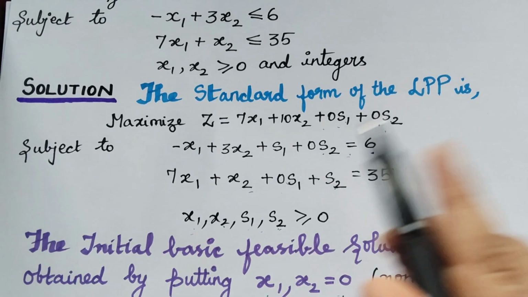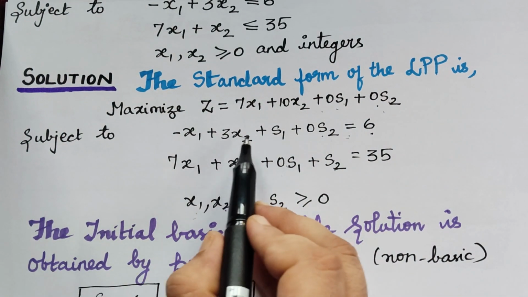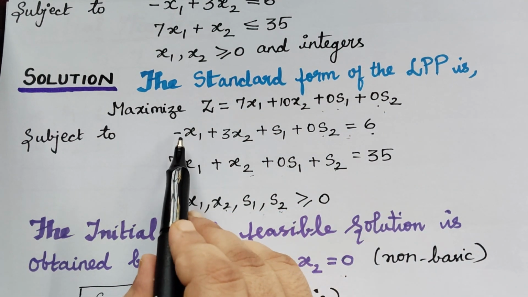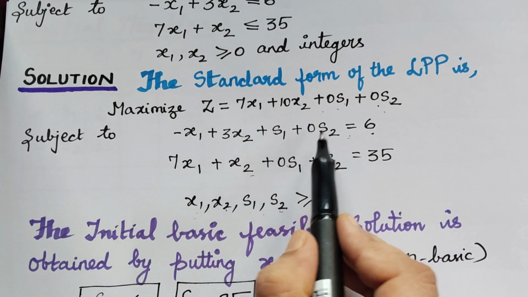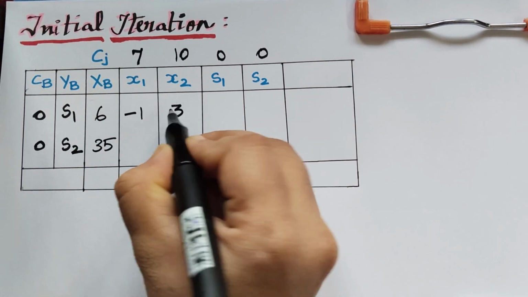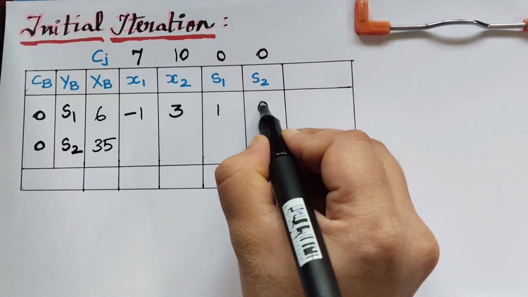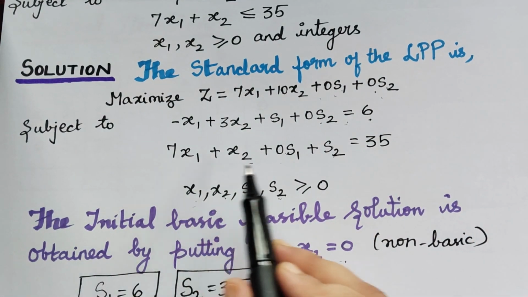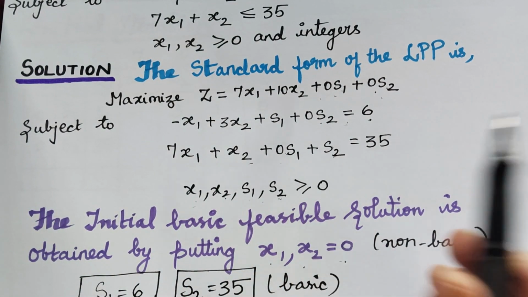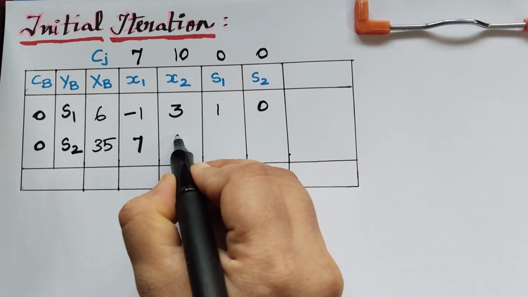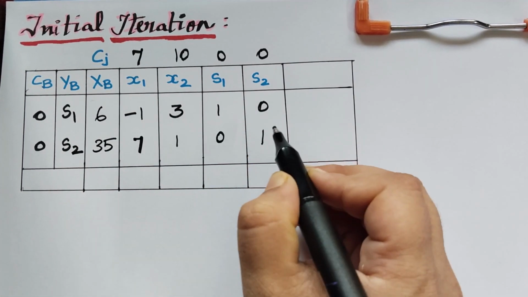That is, the coefficients of x1, x2, s1, s2 we have to write in the first row. So minus 1, 3, 1, 0. So here we have to write minus 1, 3, 1 and 0. And the coefficients from the second constraint, that is 7, 1, 0, 1, we have to write in the second row. So 7, 1, 0, 1.